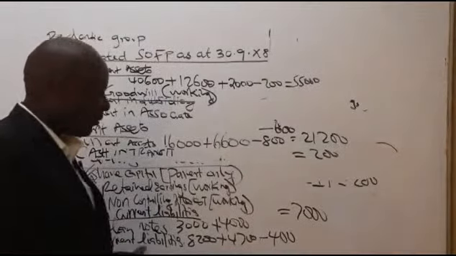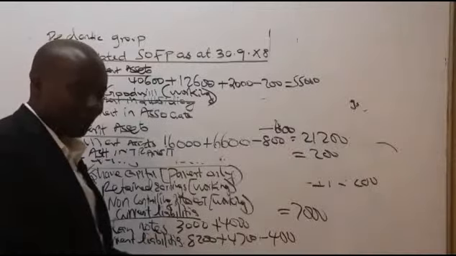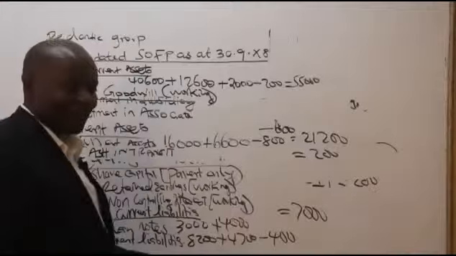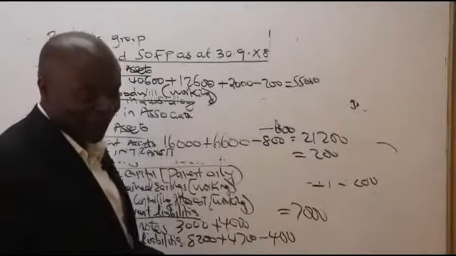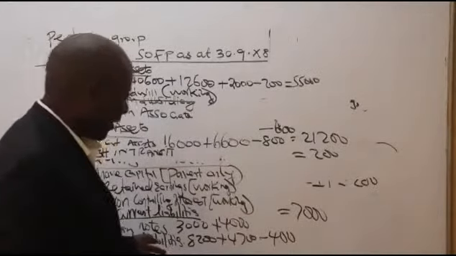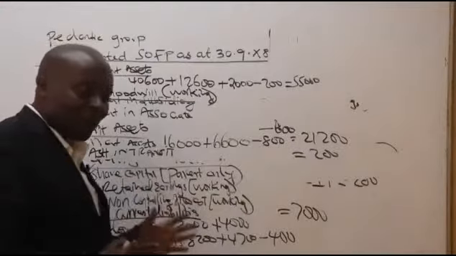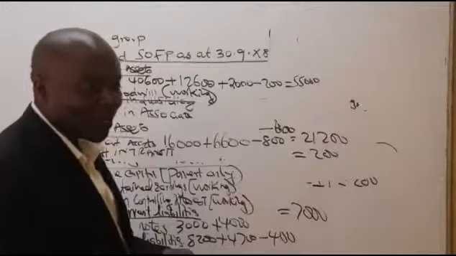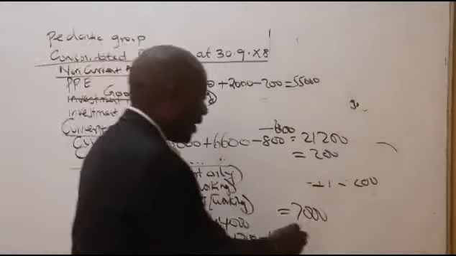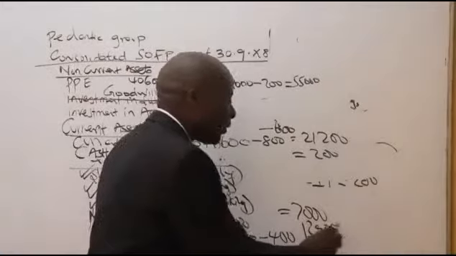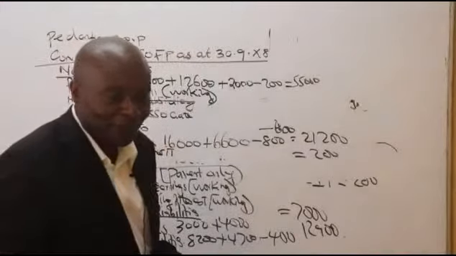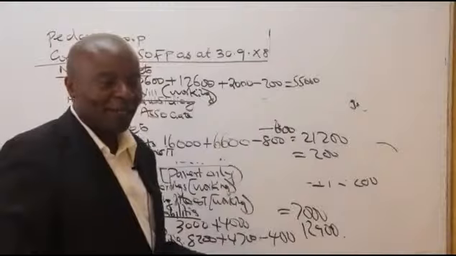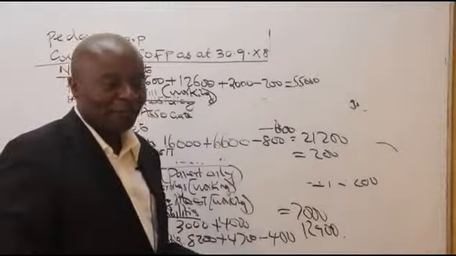Is there anybody who can give me current liabilities very fast? So if I do it this way, I'll end up with 12,900. I'll end up getting so many marks without even knowing what I'm doing. I'll end up getting more than half of the marks.